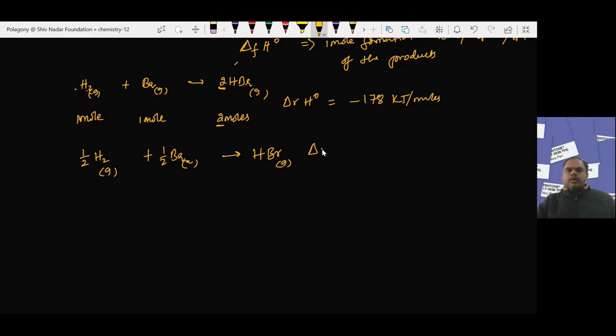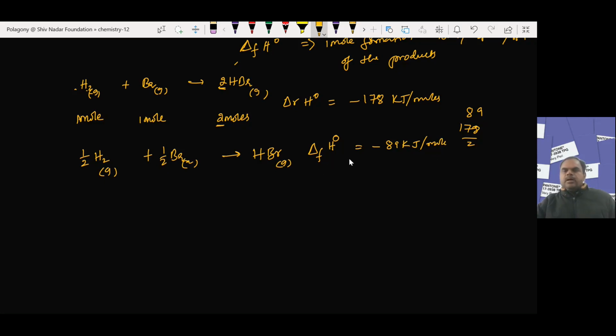Then the standard enthalpy of formation of HBr is equal to the enthalpy of the reaction divided by 2, 178 divided by 2, so 89 approximately. So minus 89 kilojoules per mole we can get.